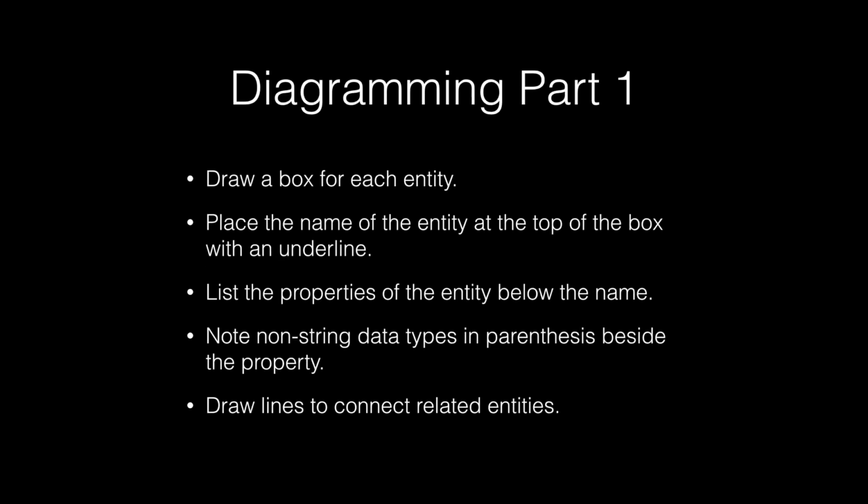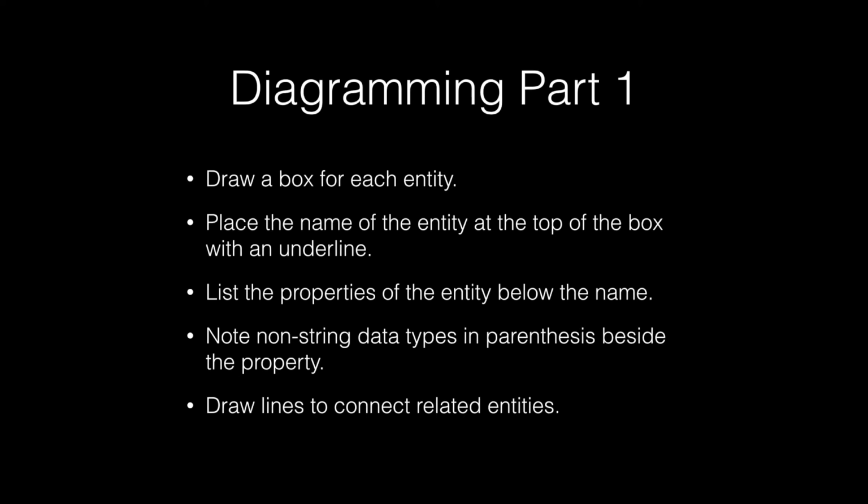Okay, so part one is simply to brainstorm the kind of objects or entities that you need for your application. And so what we'll basically do is start by drawing a box for each of those entities. We'll place the name of the entity at the top of the box and put an underline beneath it to separate the name of the entity from the next piece, and that is the properties. We're going to list those properties below the name, basically under that underline. And we're going to note any non-string data types in parentheses beside the property.